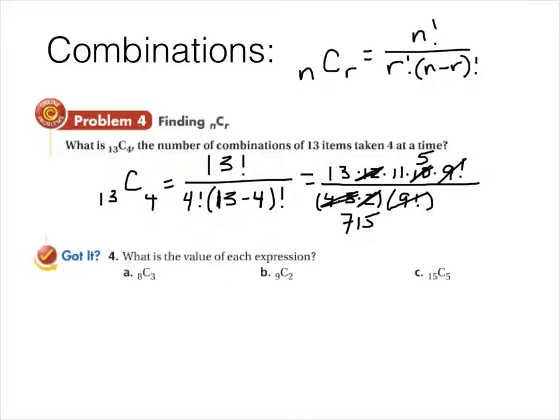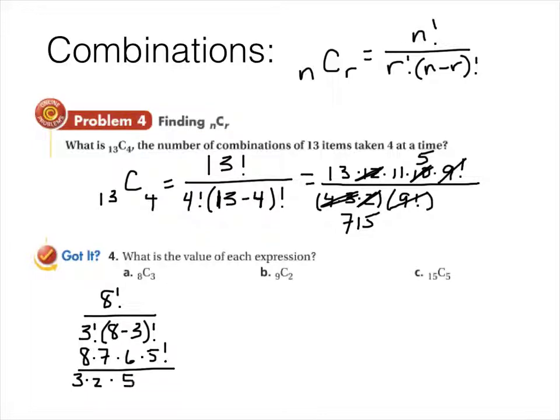Please, thank you. All right, first one, 8 factorial over 3 factorial times 8 minus 3 factorial. And this is a good one. Lots of stuff is going to cancel for this. So the top's going to be 8 times 7 times 6 times 5 factorial. 3 factorial is 3 times 2. And then 8 minus 3 is 5 factorial. 3 times 2, 6, cancels. 56 is our answer.